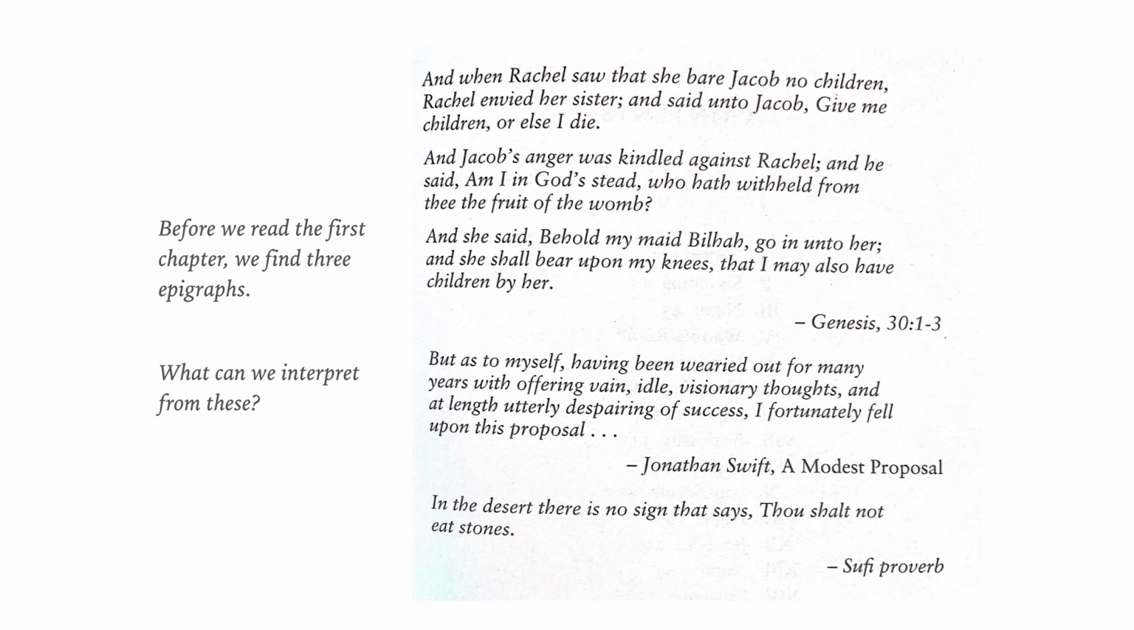The first is from the Bible, Genesis chapter 30 verses 1 to 3. And when Rachel saw that she bare Jacob no children, Rachel envied her sister, and said unto Jacob, Give me children, or else I die. And Jacob's anger was kindled against Rachel, and he said, Am I in God's stead? Who hath withheld from thee the fruit of the womb? And she said, Behold my maid Bilhah, go in unto her, and she shall bear upon my knees, that I may also have children by her.